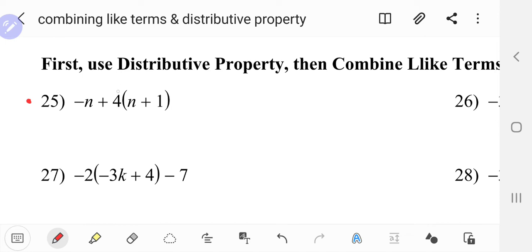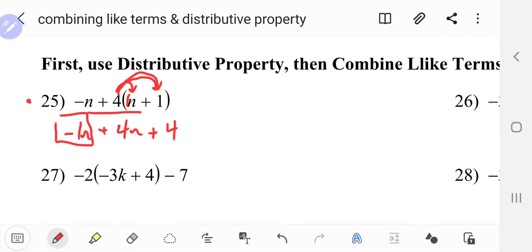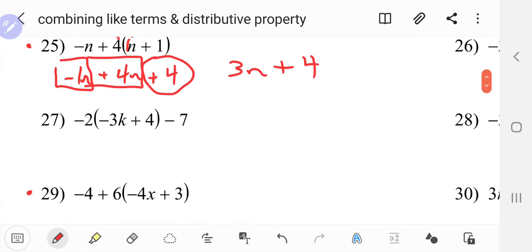But we can distribute that 4 to the n and that 4 to the 1. So we get negative n, or negative 1n, plus, that I would slide a 1 there. 4 times 1n is 4n, and we have plus the 4 times the 1 is 4. Time to look for our like terms. This is like, so I'll give it the same shape, and this is not like, so I'll give it a different shape. We got negative 1n plus 4n, that's 3n, and we just bring the unlike term, the constant in this case, along for the ride.